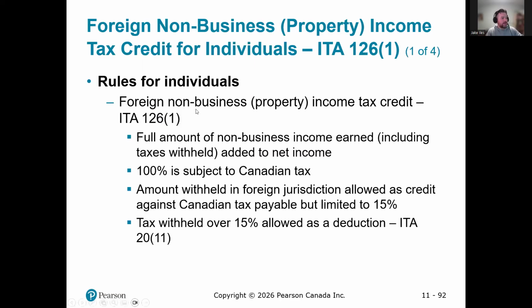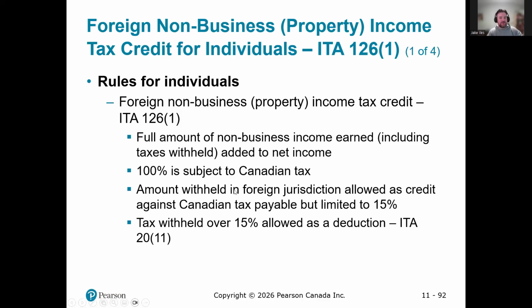So the foreign non-business income tax credit: we have to recognize the full amount of the non-business income earned, including the taxes withheld. That's going to be added to net income. So if we got a dividend of $100 and there was a 15% tax withholding, we only received $85. 15 was held. But we still have to report the full $100 to our income because the Canadian tax calculation is going to consider the full amount.